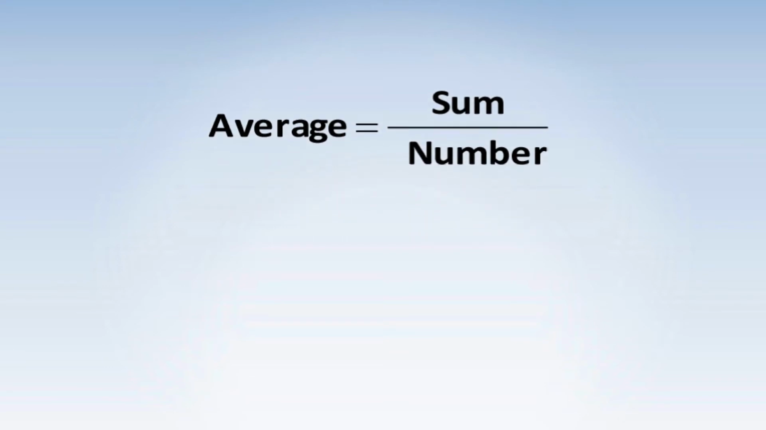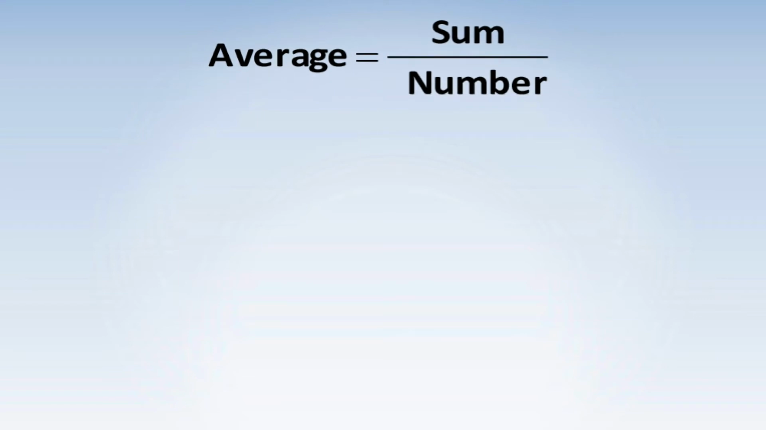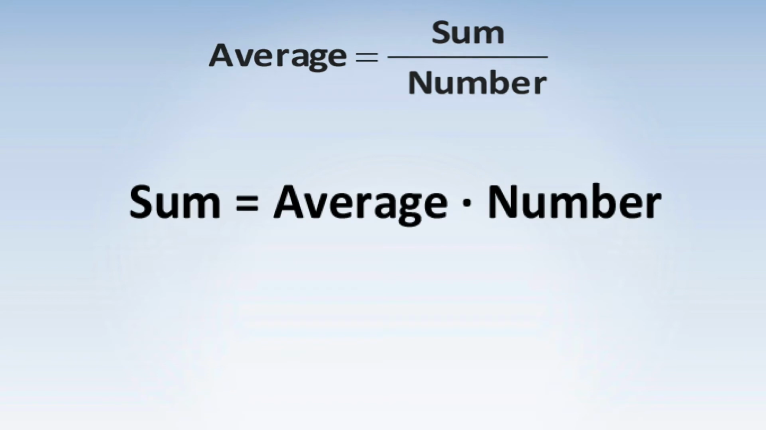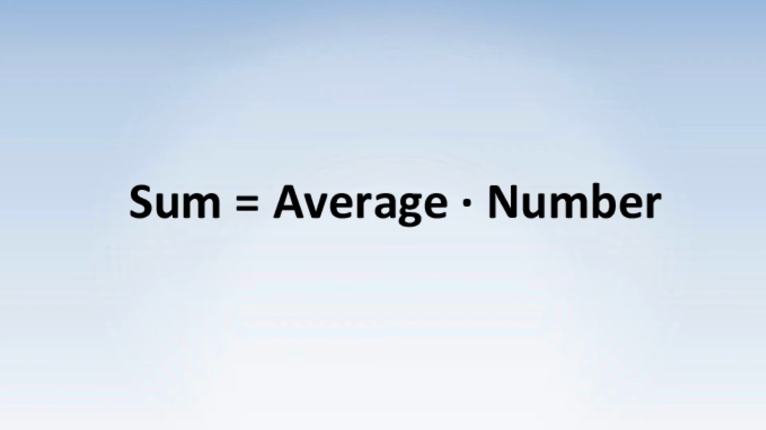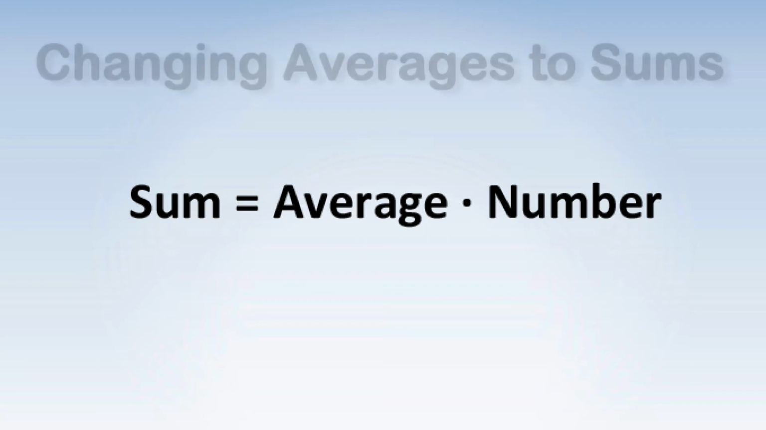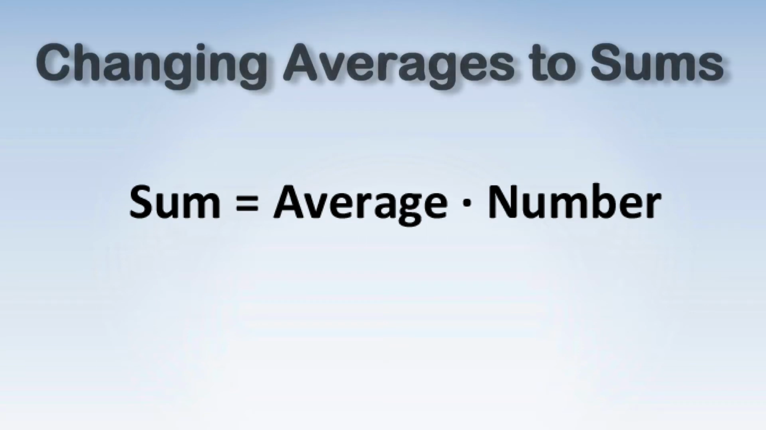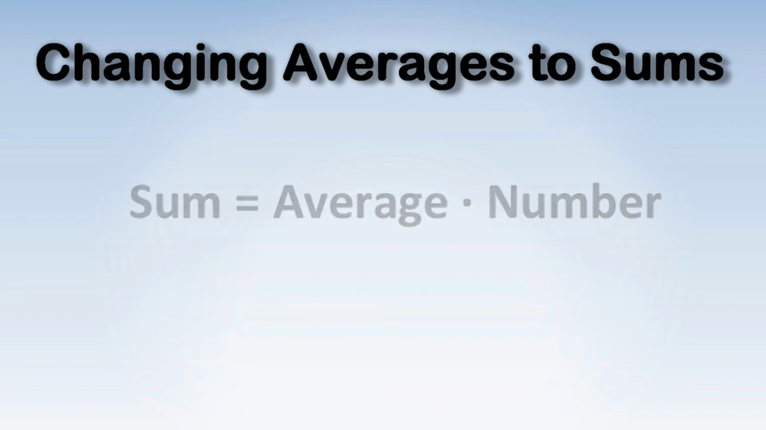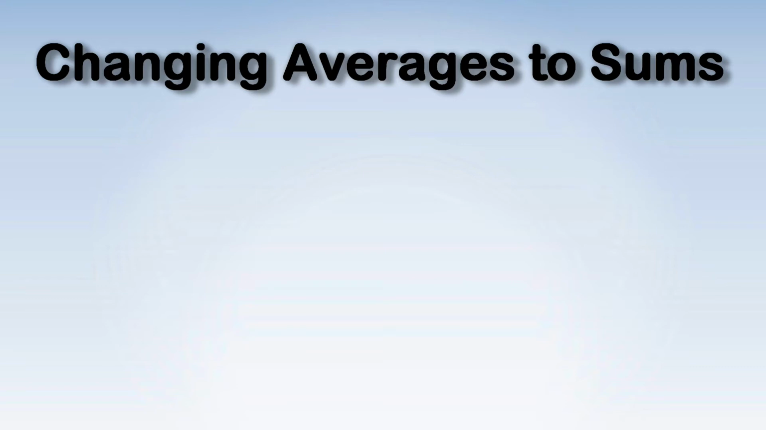On the SAT, it is usually much more efficient to rewrite this formula as sum equals average times number. In other words, we are going to convert the average to a sum simply by multiplying the average by the number of things that we're averaging. Many problems with averages on the SAT involve one or more such conversions to sums, followed by a subtraction.